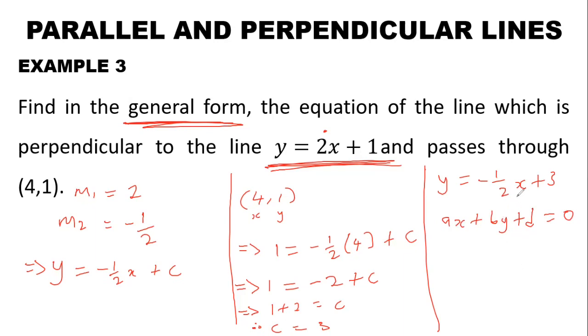So to do away with the fraction, we have to multiply through by 2. This implies that 2y = -x + 6. This implies that x + 2y - 6 = 0. And this equation is in the general form.